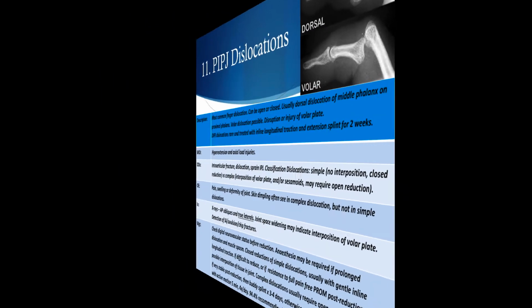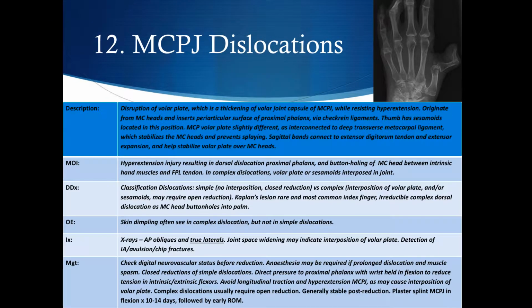MCPJ dislocations are slightly different, as the volar plates are structurally modified. They are attached down to the transverse metacarpal ligament, which stabilizes the metacarpal heads and prevents splaying. They also have connections to the periarticular surface of the proximal phalanx via the check rein ligaments. Sagittal bands also connect to the extensor digitorum tendon and extensor expansion, and help stabilize the volar plate over the metacarpal heads.